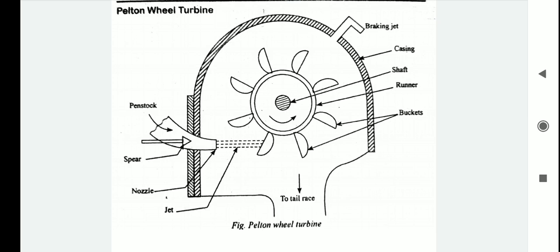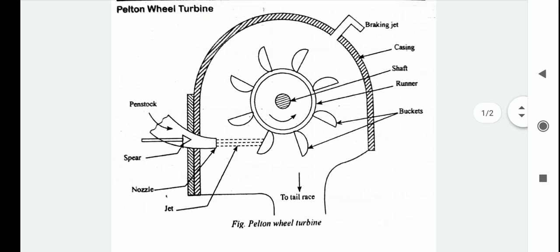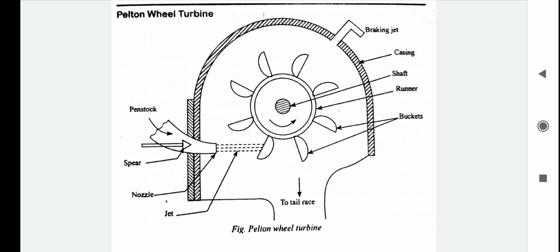The water from the dam is made to flow through the penstock. At the end of the penstock, the nozzle is fitted, which converts the pressure, that is potential energy, into high kinetic energy. The speed of the jet from the nozzle can be regulated by operating the spearhead, by varying the flow area. The high velocity jet impinges on the blades of the runner, due to which the runner starts rotating because of the impulse effect, and thereby hydraulic energy is converted into mechanical energy.